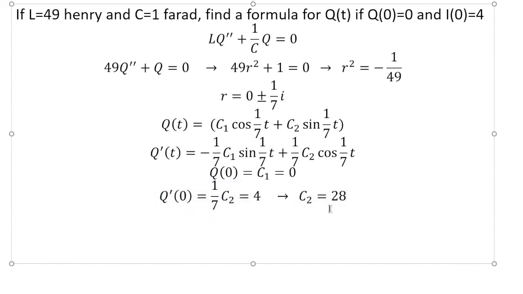And then finally, you plug in these values back into Q, and therefore the final answer for Q of t equals 28 sine 1/7 t. So that's the answer. Now, in some cases, they ask you to write the solution in cosine, and this is a rare case where you can't use the formula tangent inverse b over a, because you have this c1 is 0, so 28 over 0 would be not defined.